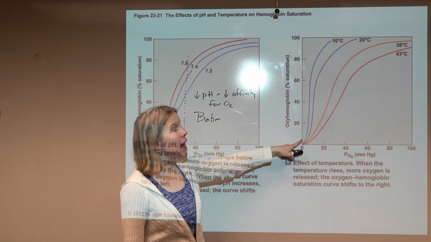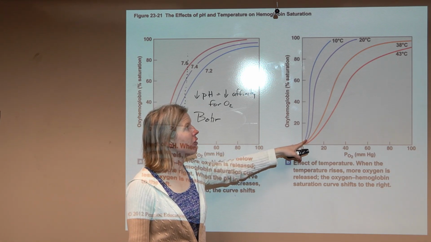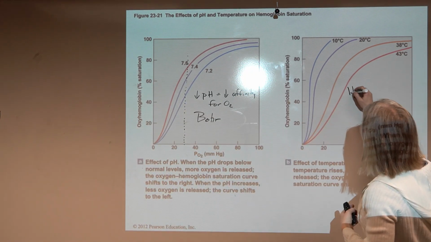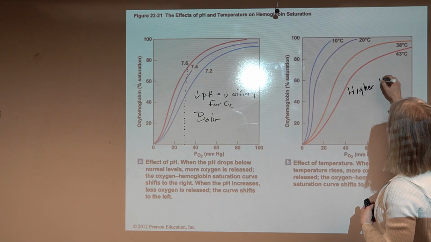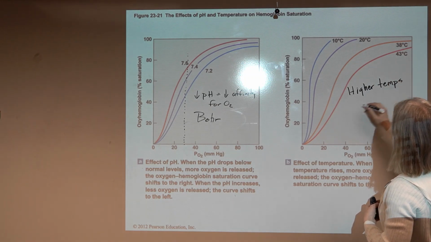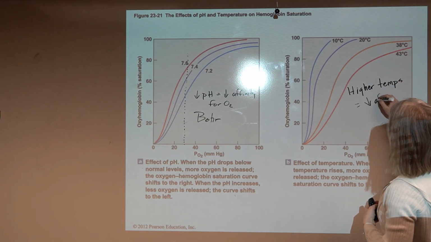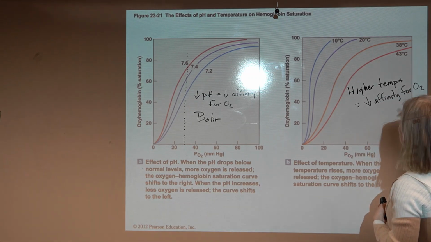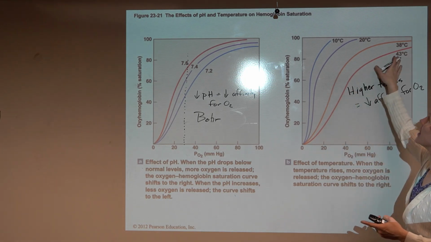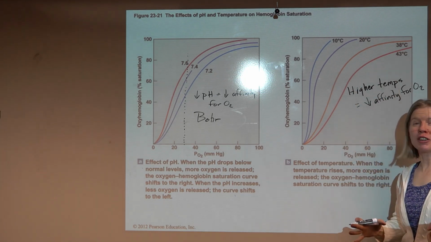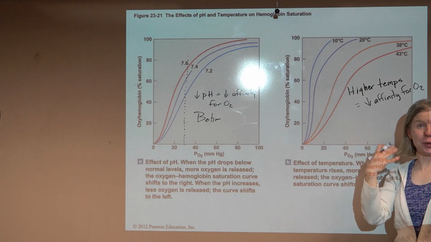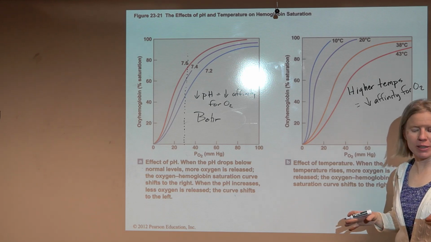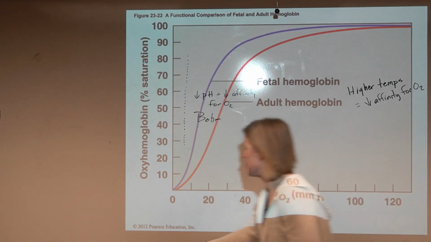Temperature has the same effect. Notice that right shift again at warmer temperatures. So higher temps lead to a decreased affinity of hemoglobin for oxygen, which again means at working tissues where it's warmer, you're delivering oxygen. At cooler tissues, like the lungs, you increase the affinity, you pick up more. It's this crazy molecule. Okay, last one, and then I'll move on.